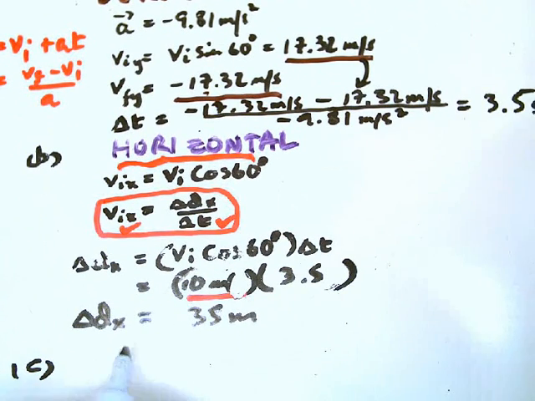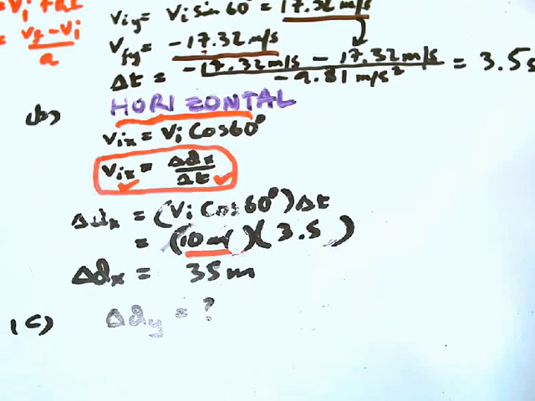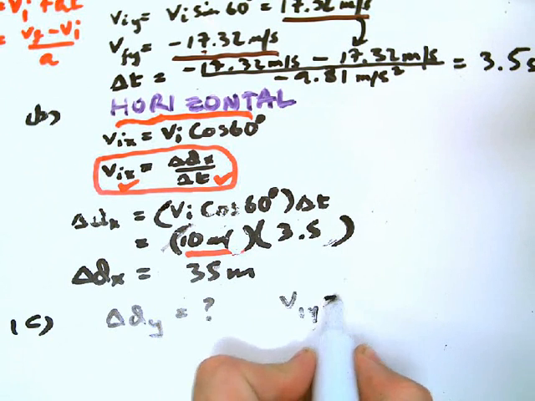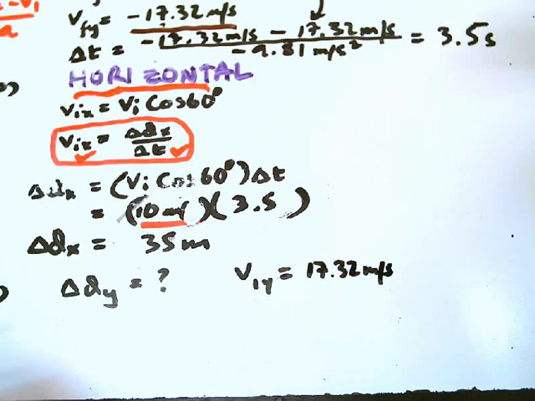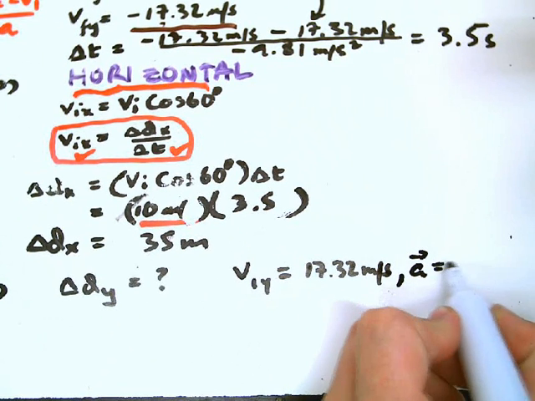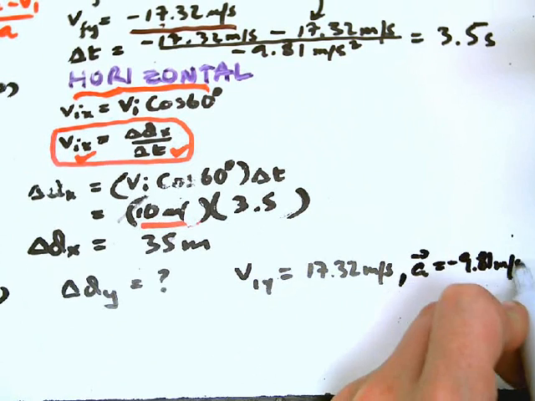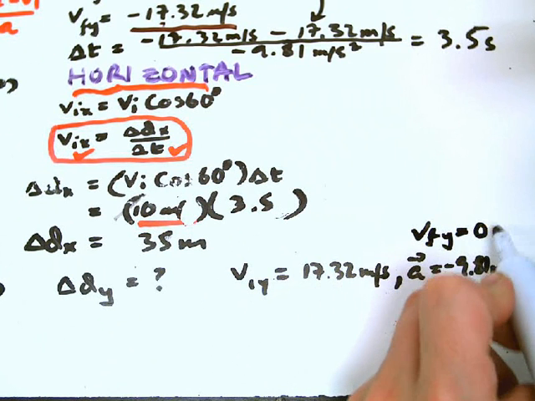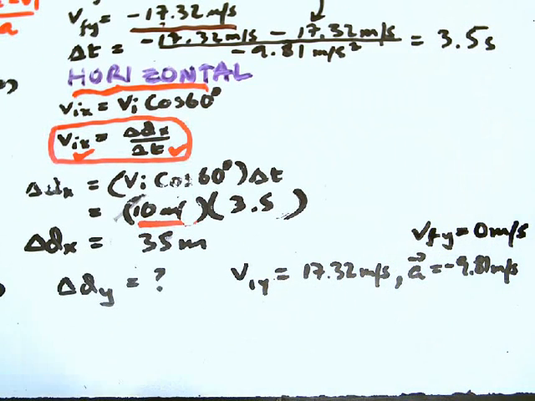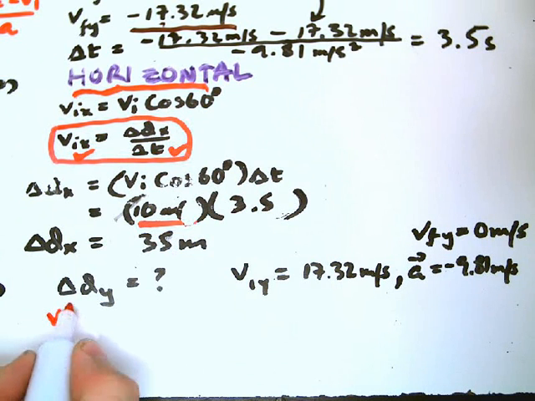We don't know what height it's reached. However, what do we know? We do know Viy is equal to 17.32 meters per second. We're not interested in the x direction at all. We do know a is equal to negative 9.81. And we also do know Vfy at this particular point is equal to 0. Okay, so we have those three variables. That's what we need. So which one of the big five are we going to use? Well, how about this one? Vf squared is equal to Vi squared plus 2a delta d.